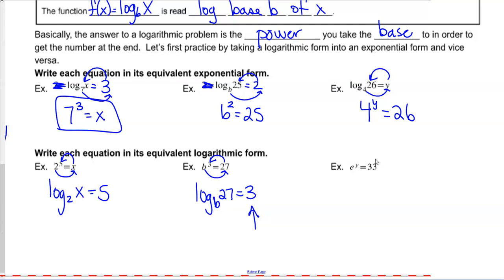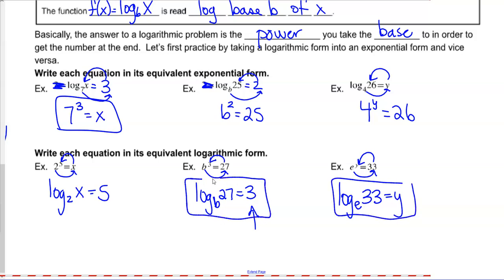Okay, now if we look at this guy, here comes in that natural exponential that we had in our first section in chapter 4. We're going to go log base e of 33 equals y. And that would be our final logarithmic form.